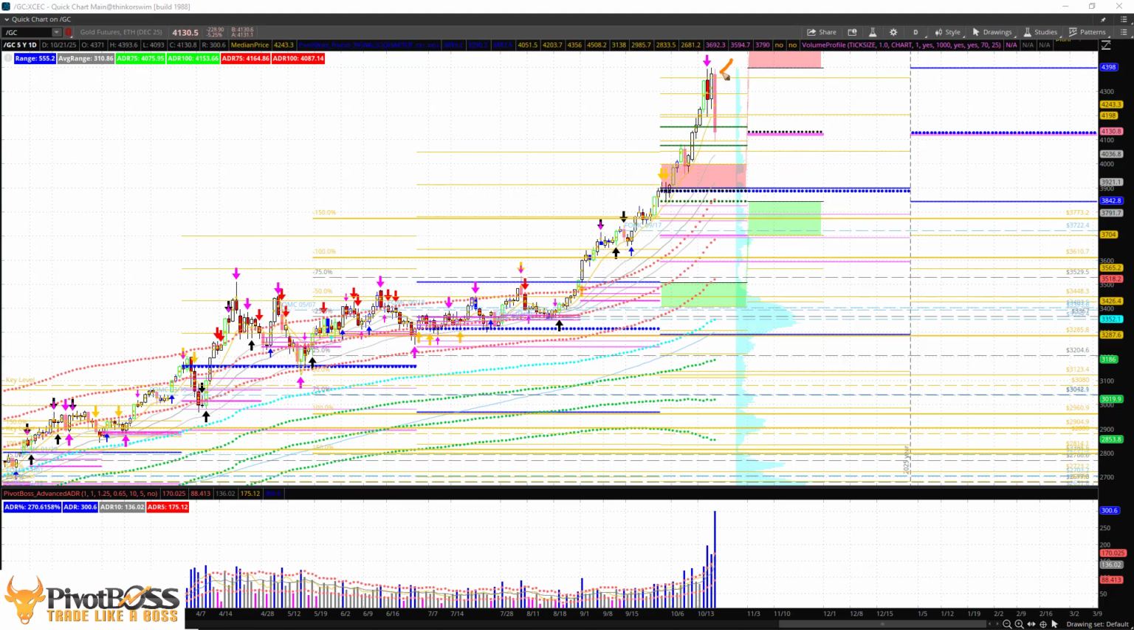It does signal the end of a move for now, but depending on how we bounce back from this day here, we could get a new high right away, but it's still pretty much the top for now.